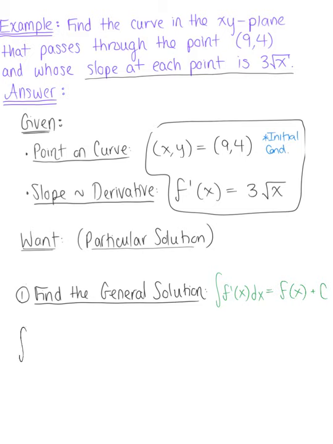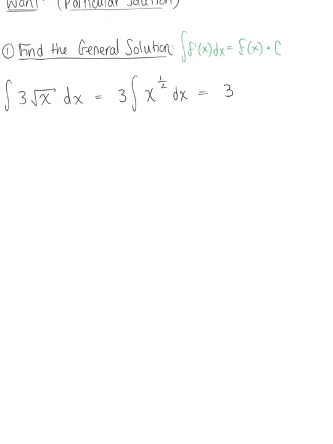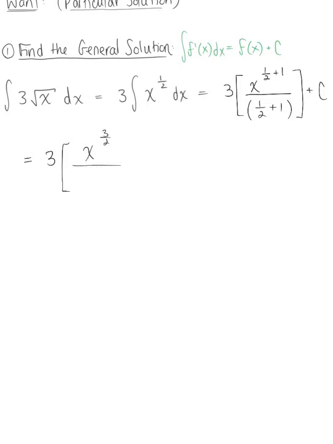So we have the integral of 3 times the square root of x dx, and we can rewrite this as 3 times the integral of x to the 1/2 dx, and we're ready to antidifferentiate. So this will be equal to 3 multiplied by x to the 1/2 plus 1, all divided by 1/2 plus 1, and then don't forget about that plus c on the outside. So this will become 3 multiplied by x to the 3/2, all divided by 3/2, plus c.